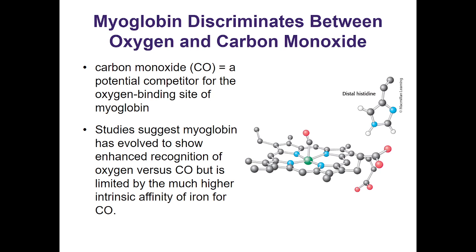All right. So carbon monoxide, on the other hand, why that's an issue. It's a potential competitor for oxygen binding of your myoglobin. Studies actually suggest that myoglobin has evolved to show enhanced recognition of oxygen versus carbon monoxide, but it is limited by a much higher intrinsic affinity of iron for carbon. So carbon actually has better affinity to the iron, but the structure of our myoglobin actually does counteract that to some degree. So carbon monoxide should be much more poisonous than it actually is to a human or an animal. Okay?